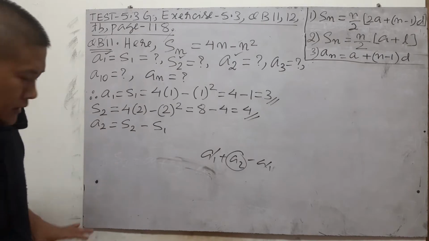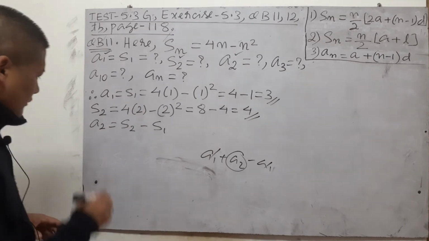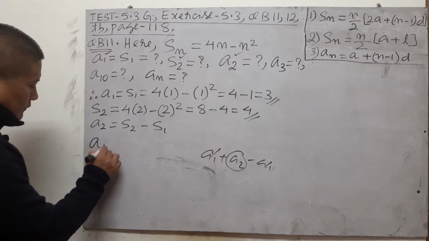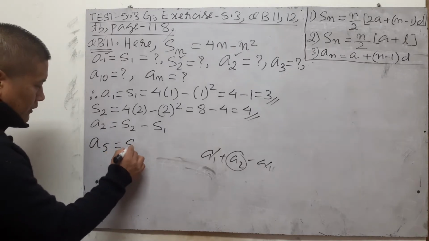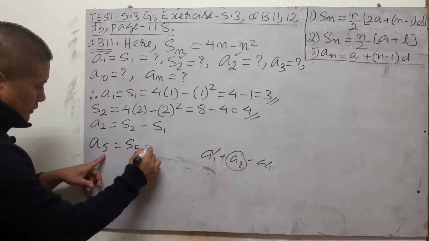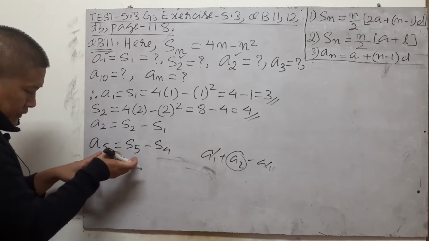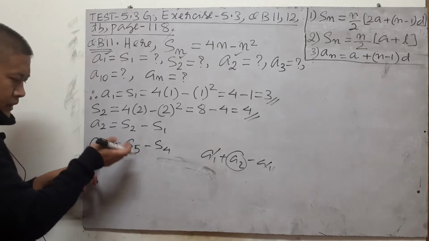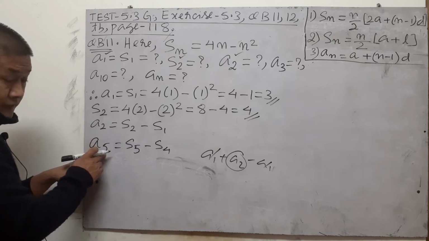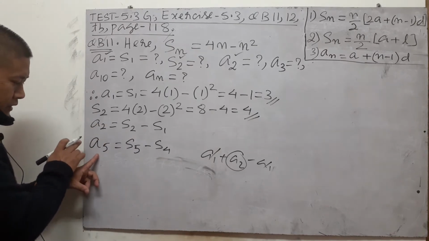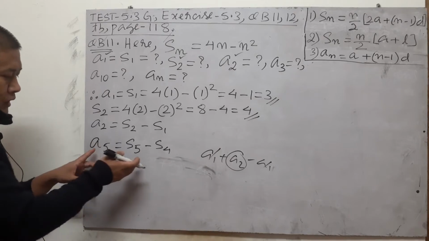So likewise, don't write this, but I'll follow this. If you want to find the fifth term, it will be sum of all the five terms minus sum of the four terms preceding the fifth term, A5. It means A1 plus A2 plus A3 plus A4.